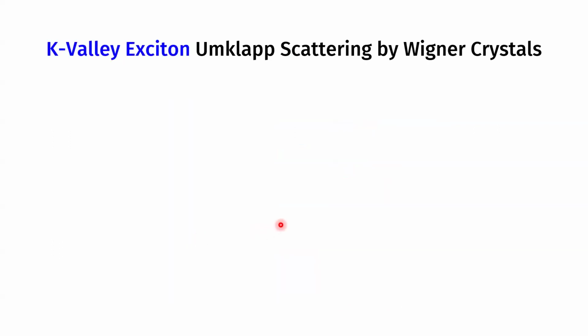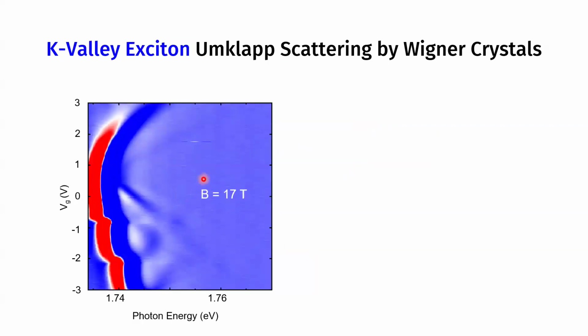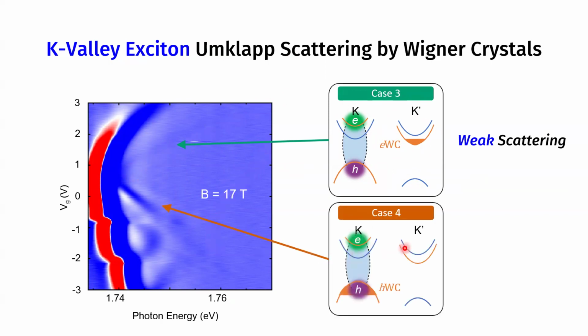And so now if we switch the optical helicity of light to reveal a map of the K valley, and if we start on the electron side, we once again now have case 3. And just as before, the electrons that form the Wigner crystal are in the K prime valley, but now our exciton is located in the K valley. So there is no strong scattering, which is obvious from the very low intensity that we see here in our map. And then finally, we have case 4, which is by far the most interesting case due to the strong scattering signal that we do see here.